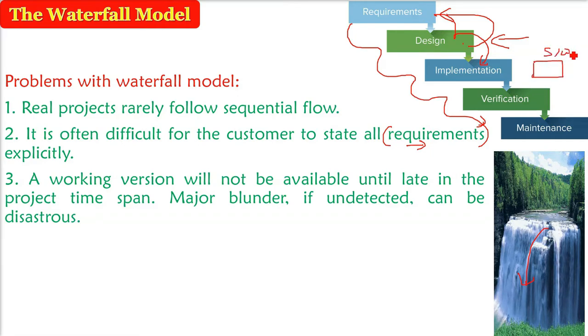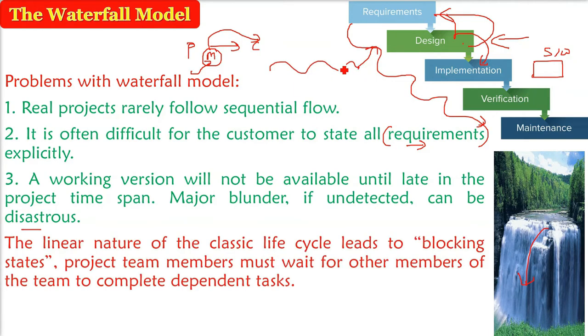Software is only available when all the sequential systematic flow has taken place. But if there is a problem in between, some design issue, some modeling problem, that will only surface when you have already completed the model and you are now at the deployment stage. So if the problem or the error is left undetected in between, it will be a disaster. The linear nature of this classic life cycle model, which we also call the waterfall model, will lead to a blocking state.